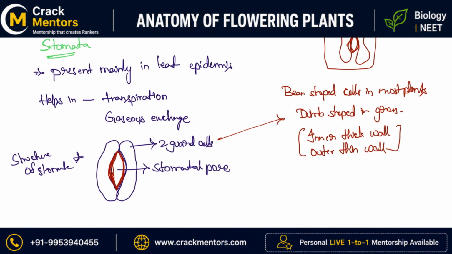Okay, we have seen the shapes. Most of the plants have bean shaped guard cells. In grass we have a dumbbell shaped guard cell. We have inner thick wall and outer thin wall.